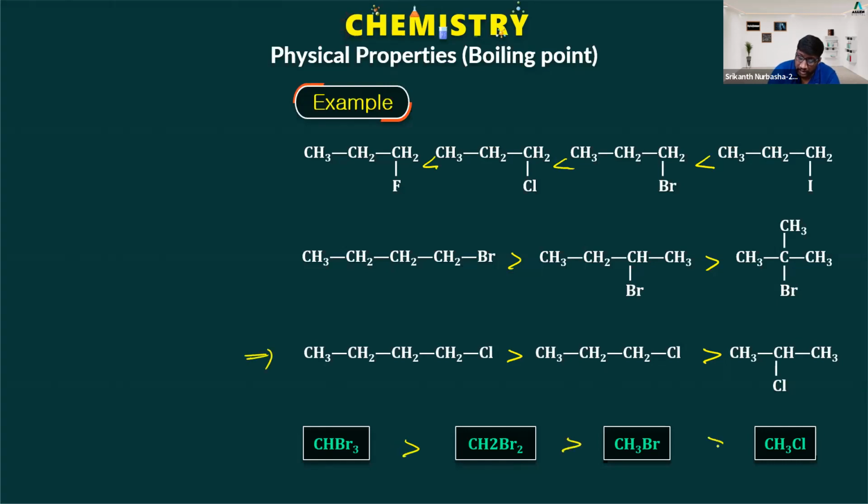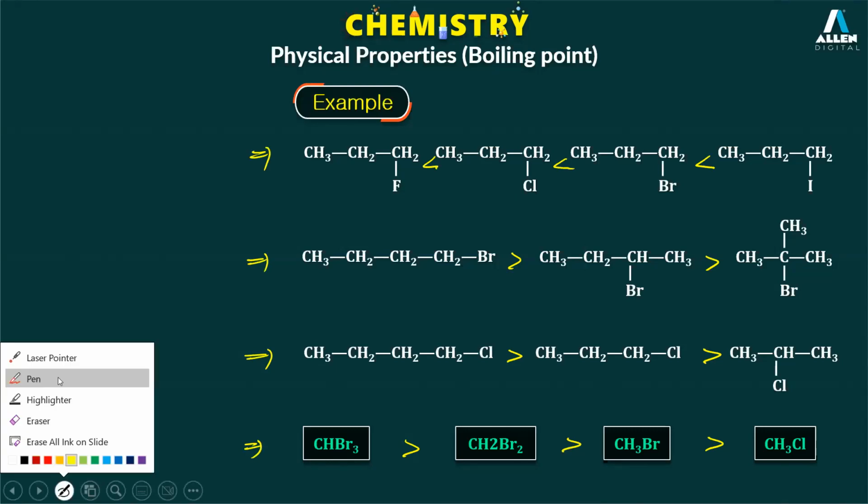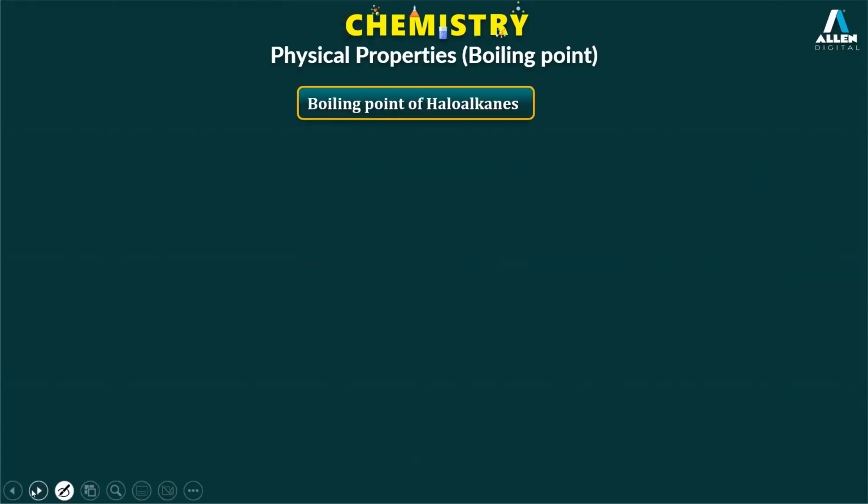CHBr3, CH2Br2, CH3Br, CH3Cl. Based on molecular weight, you can say this is going to be the right order of boiling points. Is that clear or not, students? Yes, sir.